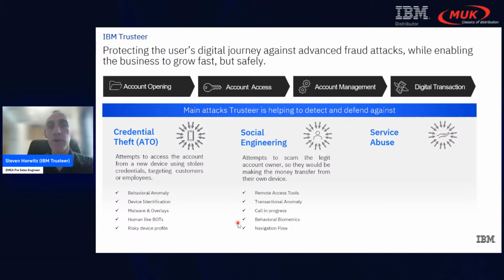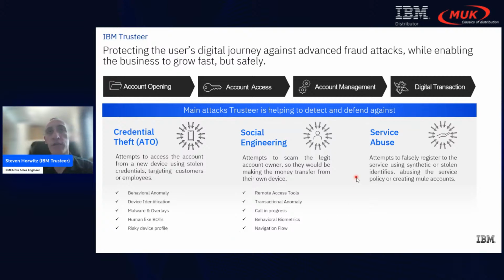And finally, behavioral biometrics and navigation flow. Behavioral biometrics is looking at the keypad, the mouse movements, and the swipe behavior of an individual to see if this is known or if this is somebody new. And finally, navigation flow, which is how they interact with the site, the time on the page. Are they copying and pasting in credentials? Are they unsure of the page relative to the profiled individual?